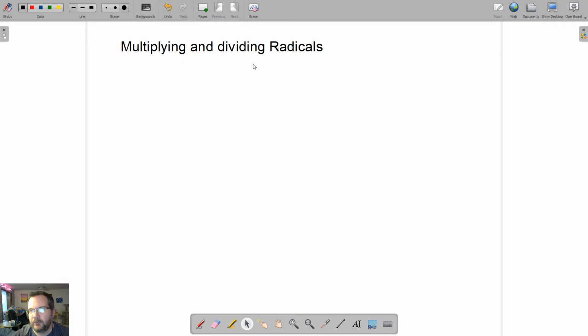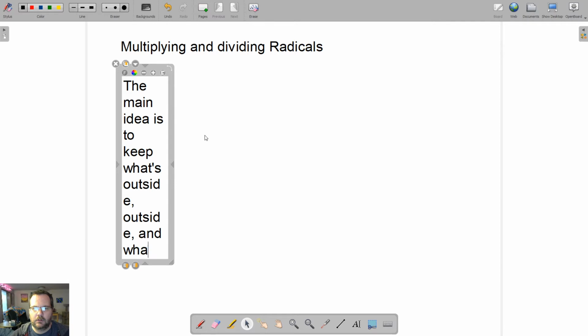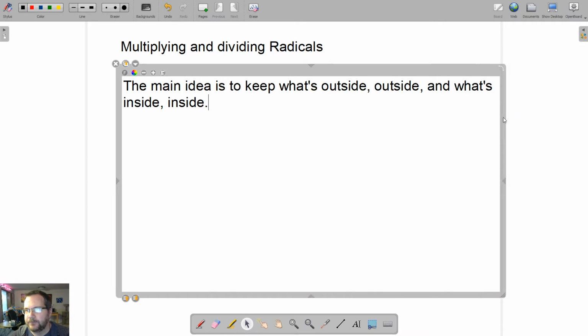So today we're going to be talking about multiplying and dividing radicals. The main idea when you're multiplying and dividing radicals is you want to keep what's outside outside and what's inside inside, and at the end you want to simplify. So I'm just going to write that down really quickly here. So the main idea is to keep what's outside outside and what's inside inside.